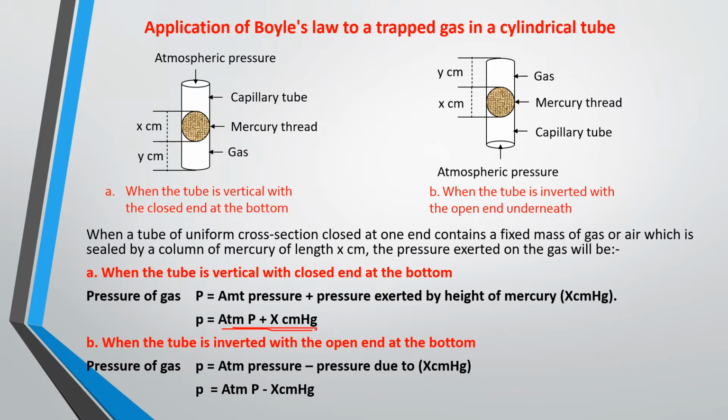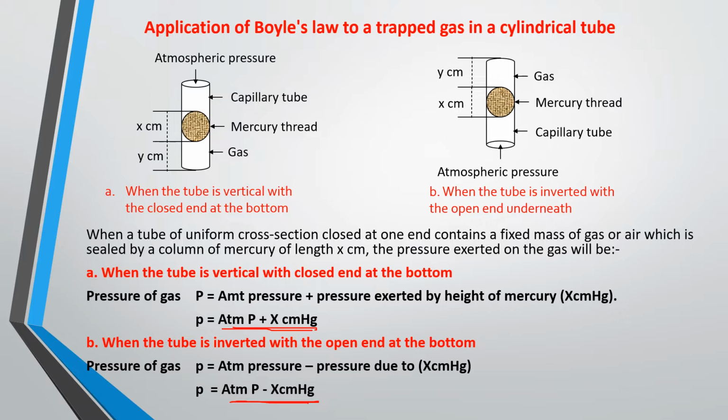Then when the tube is inverted, that is, the closed end is at the top while the open end is at the bottom, the pressure on the gas will be equal to atmospheric pressure minus the pressure due to this length of mercury. And that gives you this equation. All right, so we have gotten two conditions now.